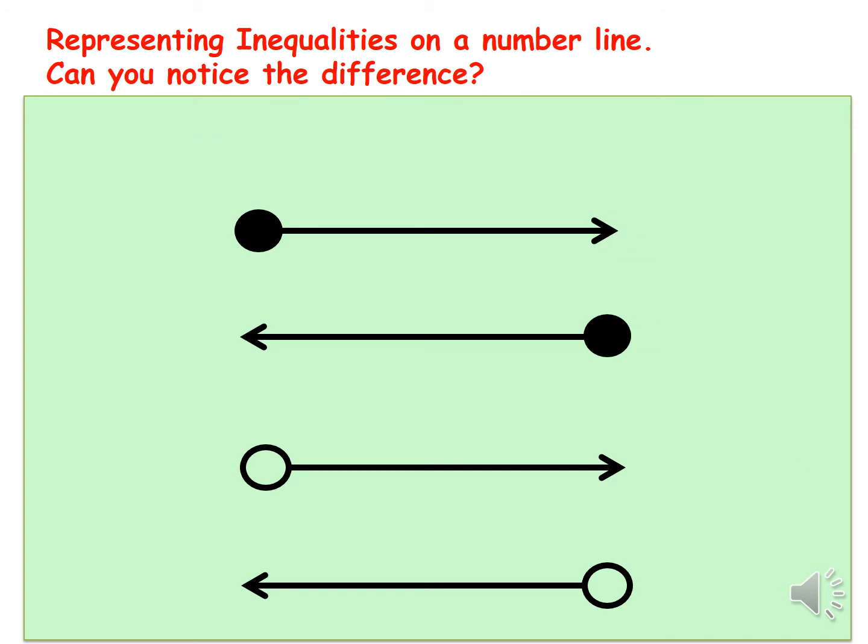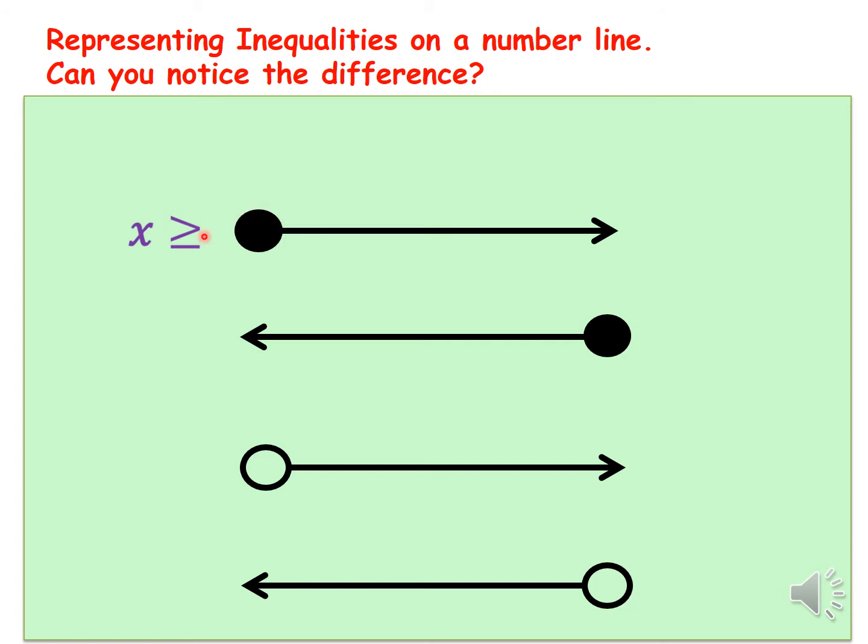Okay, so representing inequalities on a number line. Now, looking at these four representations of inequalities, what do you notice? What's the difference? Well, the difference is the two above have full circles and the two below have empty circles. Now what this means is the ones with the full circles mean equal to.